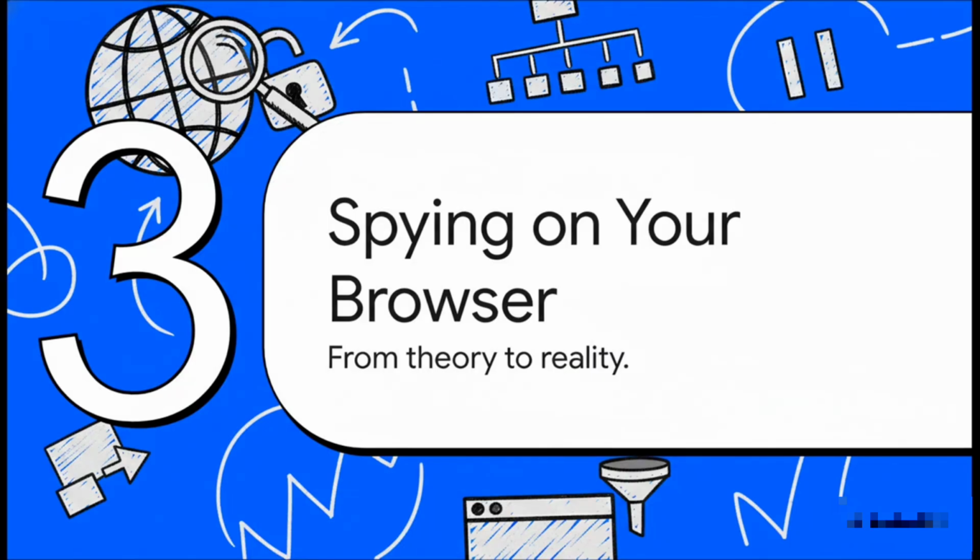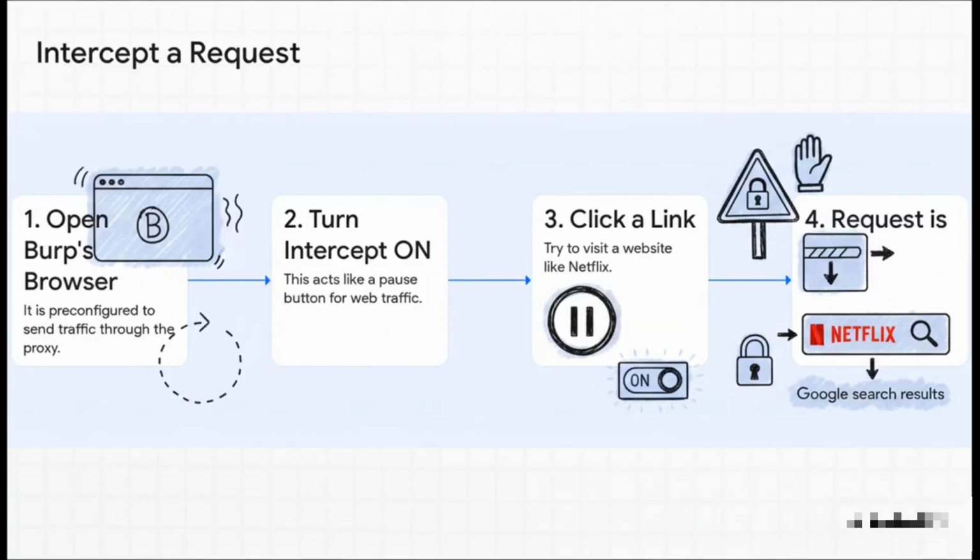Okay, so that's the theory, right? But talk is cheap. What if we could actually pause the internet for a second and see one of these requests for ourselves in the wild? Let's stop looking at diagrams and jump into a real-world scenario with a tool called a web proxy. So using a tool like Burp Suite, we can do exactly that. We launch its special browser, we flip on the intercept feature, which is basically a pause button for our internet traffic, and then we just click a link to Netflix from a Google search.